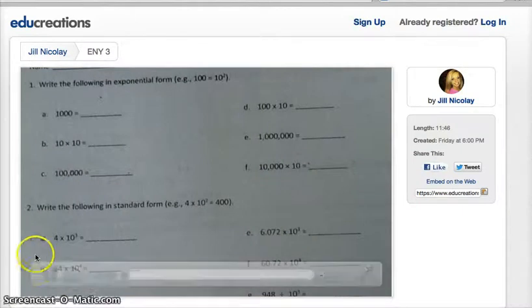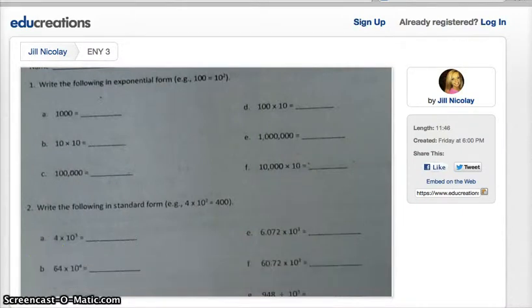When looking at exponents, I want you guys to think 10 to the second power also equals 100. The exponent right there tells me how many zeros. 1, 2. So how many zeros are in A? 1, 2, 3. 10 to the third power.